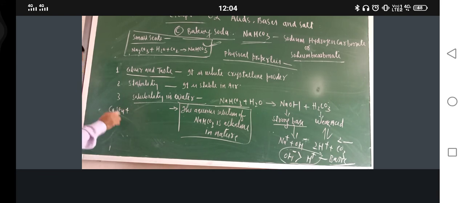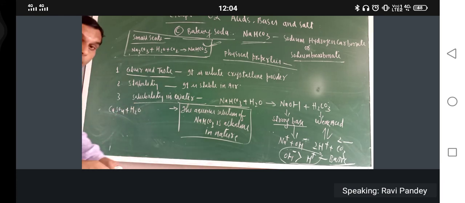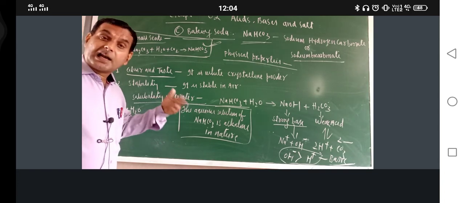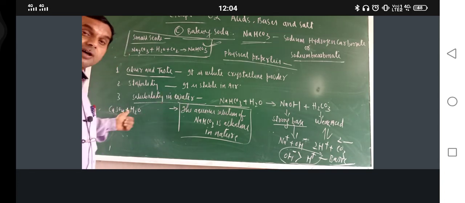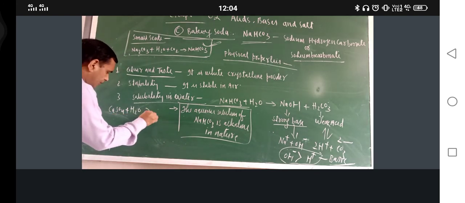CaSO4. What is the nature of this salt? To know about the nature of a salt, to know about the alkaline nature of its aqueous solution, the salt should be made to react with water. So here, what is the product?